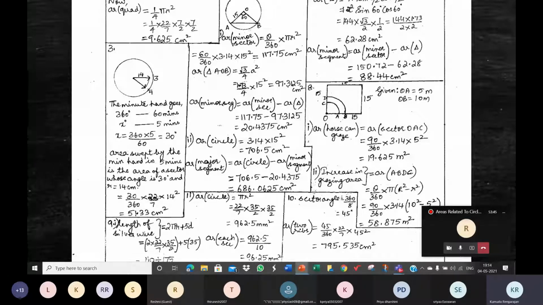The central angle or the sector angle and the radius of the sector. The radius of the sector is known, 14. Sector angle we don't know. So let's find the sector angle. How do we find the sector angle? So see here. Now we are talking about the minute hand.